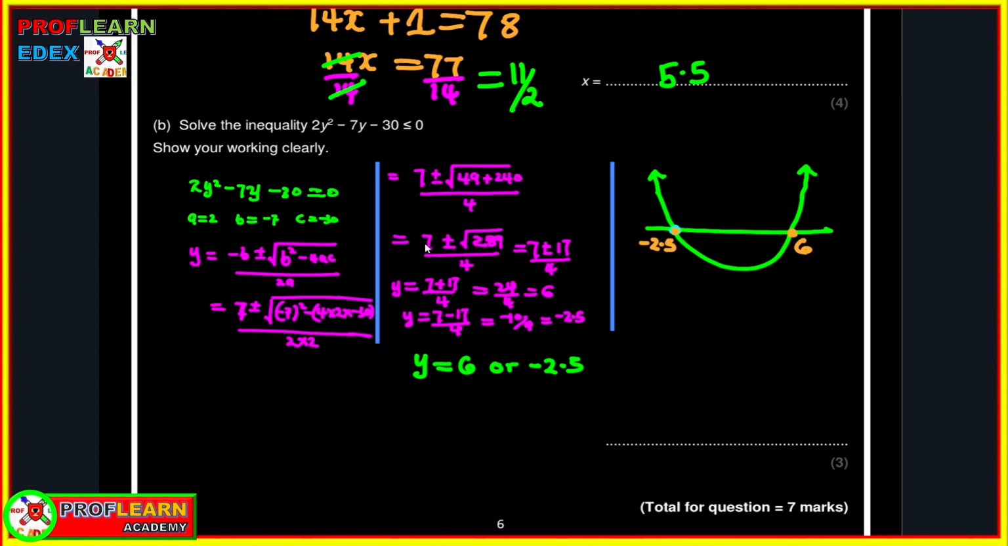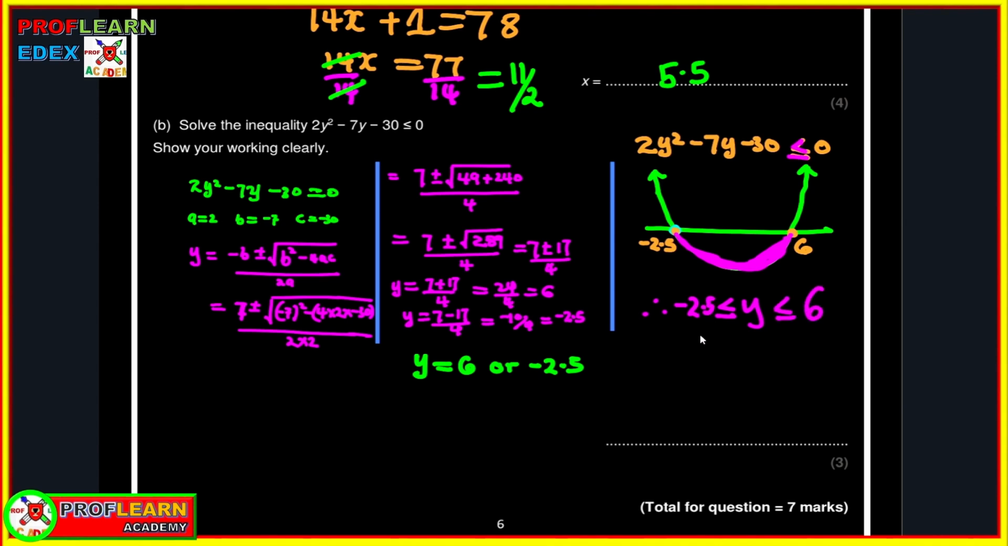So less than 0 is below the x-axis. So this is the part we want. So meaning that the values that satisfy the lower part are the values between -2.5 and 6. So we can now say our answer can be written as y is greater than or equal to -2.5 but less than or equal to 6.